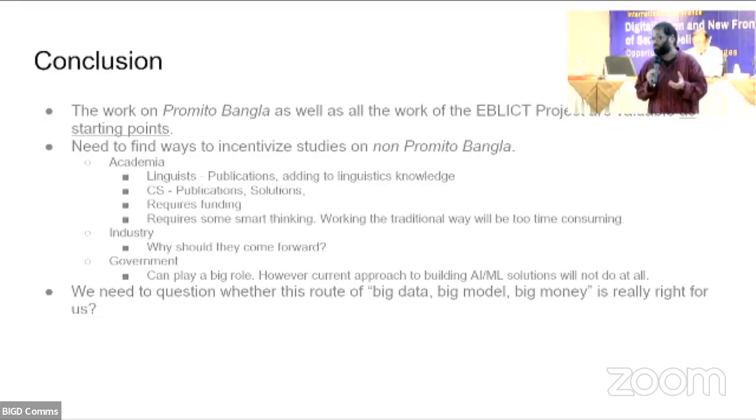Conclusion, we have a lot of problems, and a lot of these problems cannot be solved by technologists. It does need to be solved by demand, whether industry is interested, whether the government's interested, whether other people are interested. And that's something that needs to be worked out. And we probably need to question whether we can afford this type of ML process ourselves. Is it really good for Bangladesh?